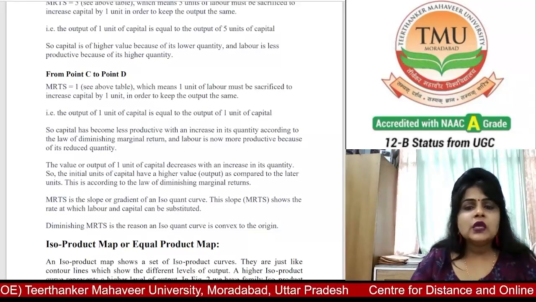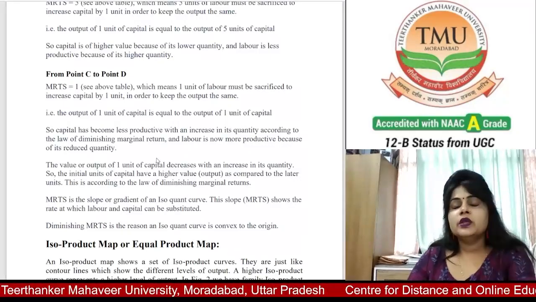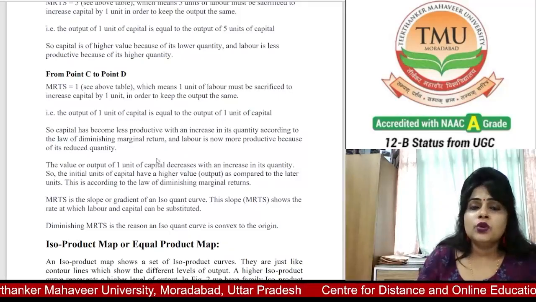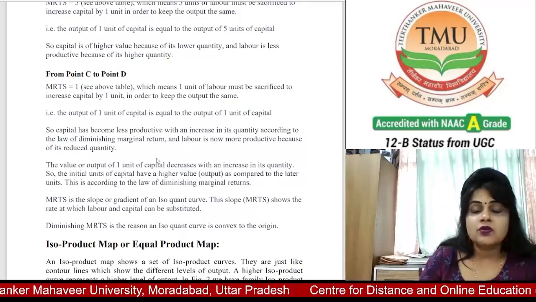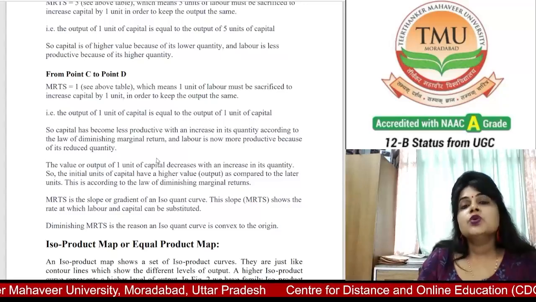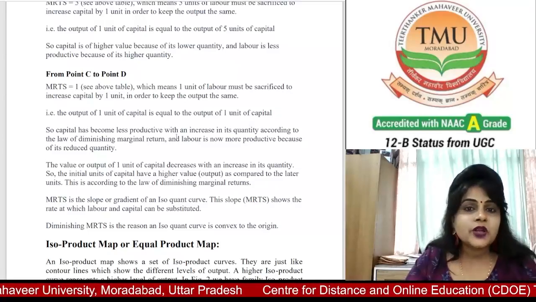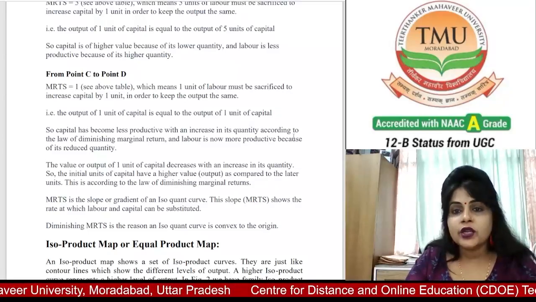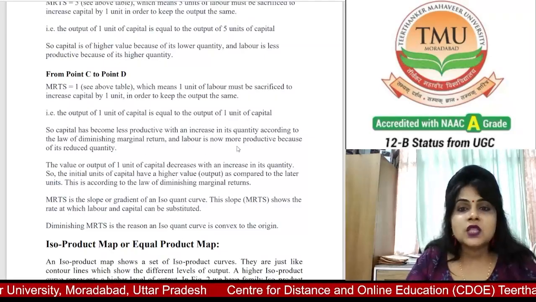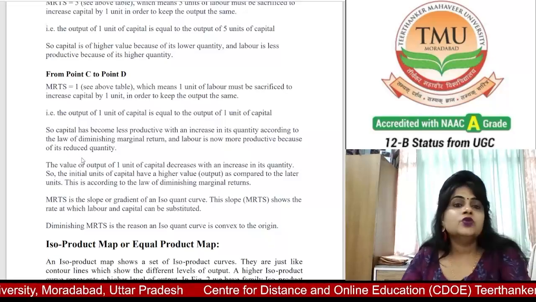So when we increase one factor's units, we are also ready to decrease fewer units of the other factor. It's due to the diminishing marginal utility. So capital has become less productive with an increase in its quantity according to the law of diminishing marginal returns, and labor is now more productive because of its reduced quantity.